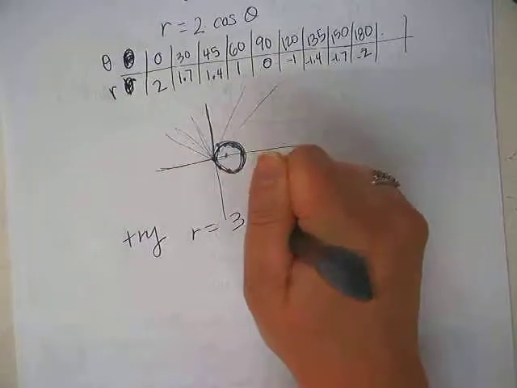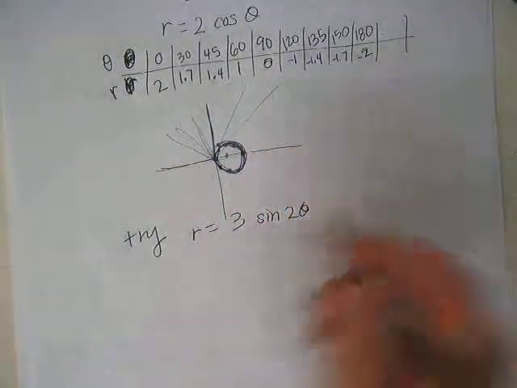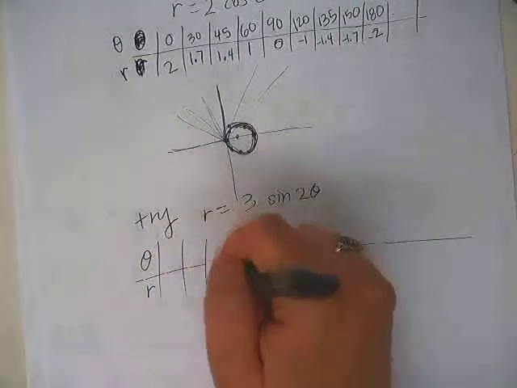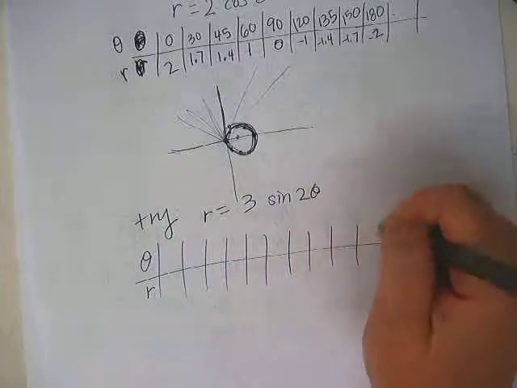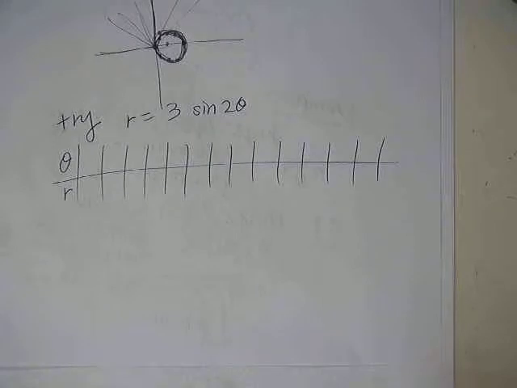Okay, try one more. Let's try R equals 3 sine 2 theta. Now that's weird. You guys want to try that one on your own and see what you come up with? Then we'll look at it together.